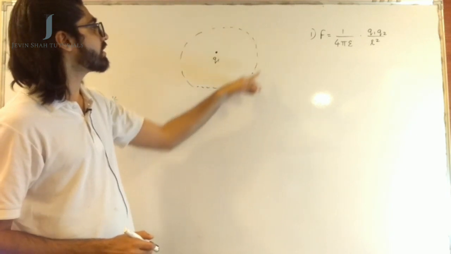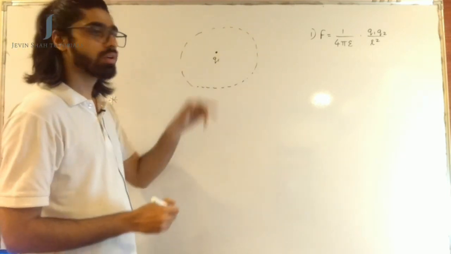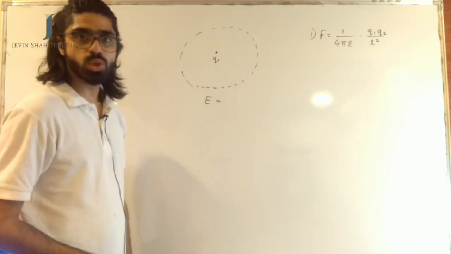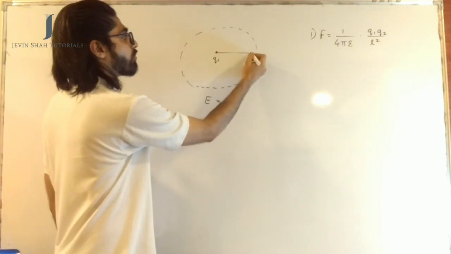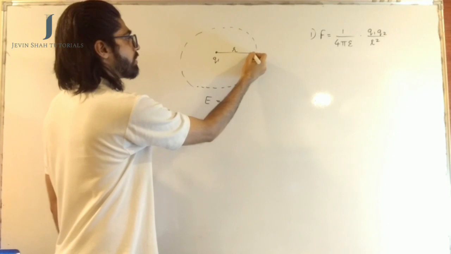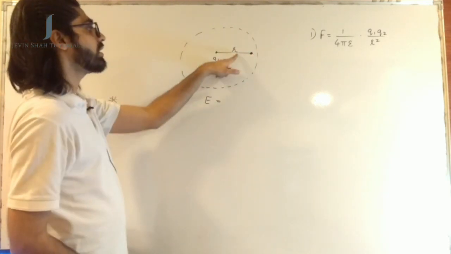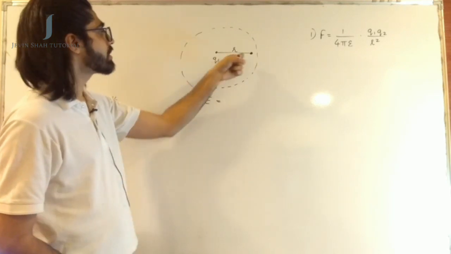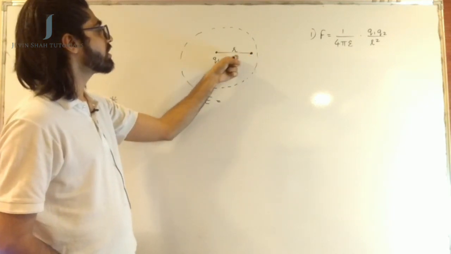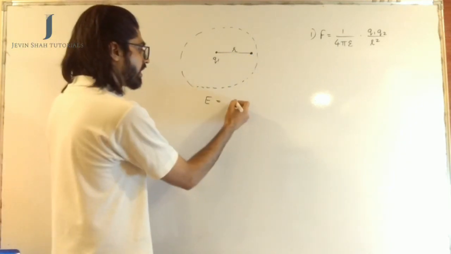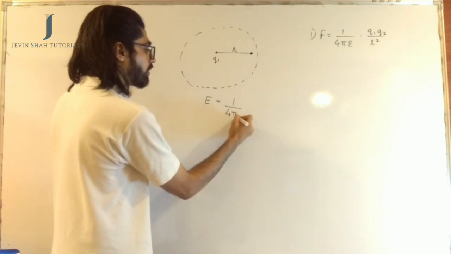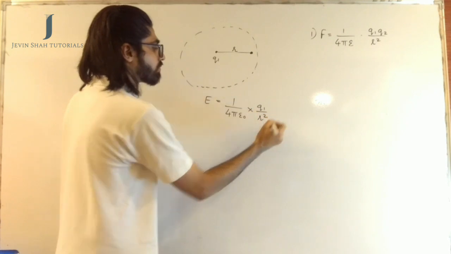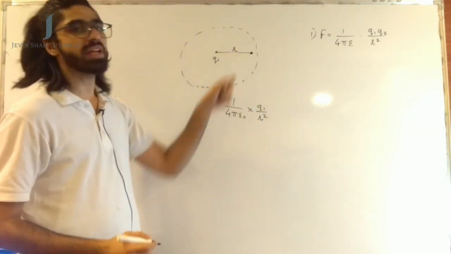So this Q1 has created an electric field around it. We say that electric field, because of a charge Q1 at a distance of R from Q1. So there's a point somewhere out here which is at a distance of R from Q1. The electric field at a point which is at a distance of R from Q1 will be given by 1 upon 4 pi epsilon naught multiplied by Q1 upon R square. Epsilon naught assuming that the medium is air.